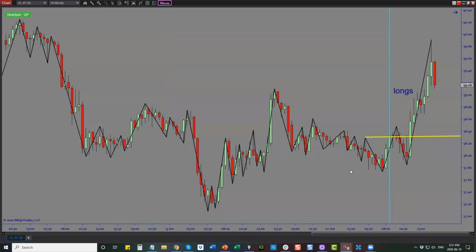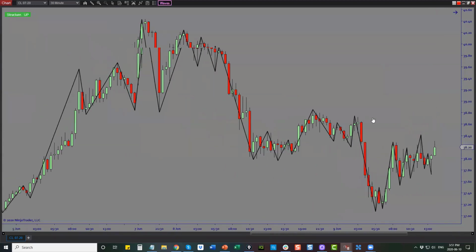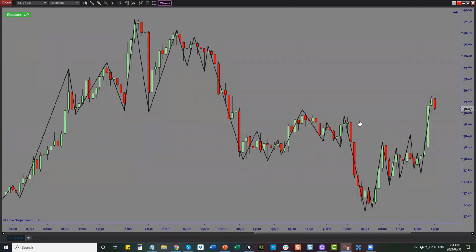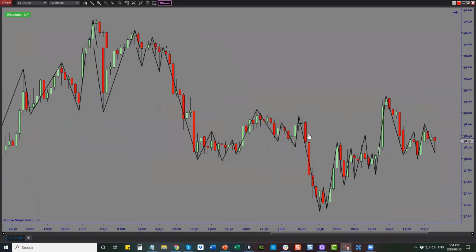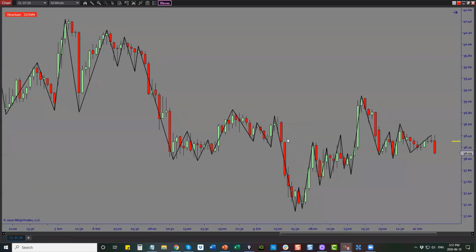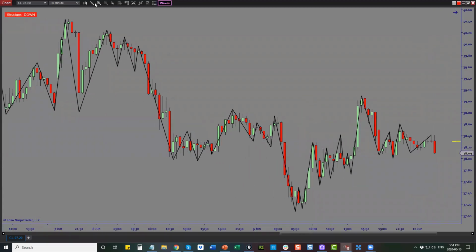Longs, okay? We'll go to the smaller time frame for a second, in a moment. So we were down structure since here. Right there. Didn't have a lot of room to get to there. So let's just draw a little line in the sand and let's just go in and take a look. So we had down structure here.